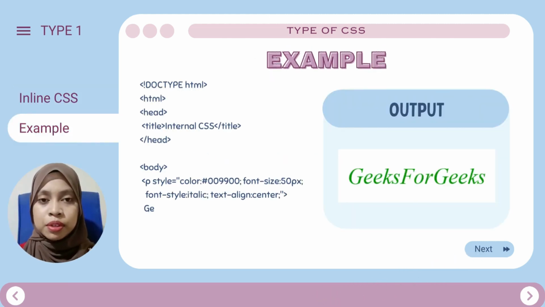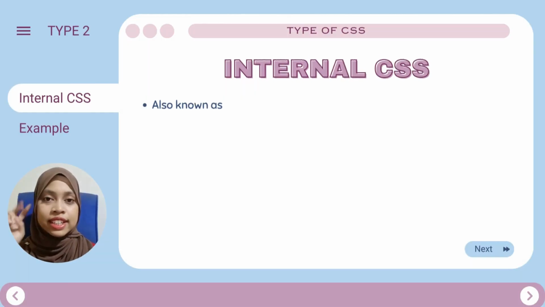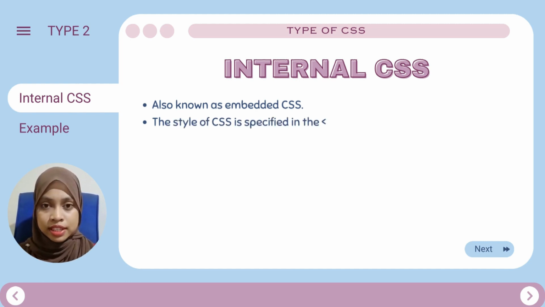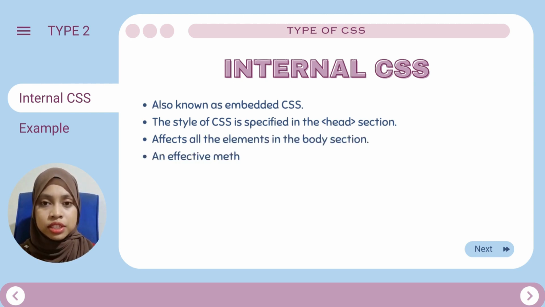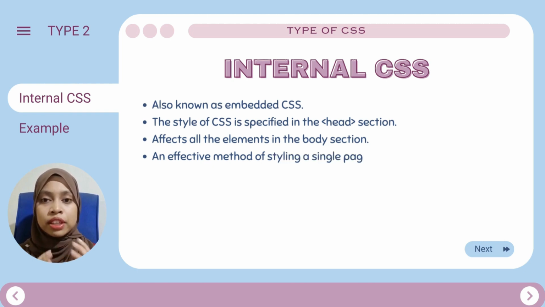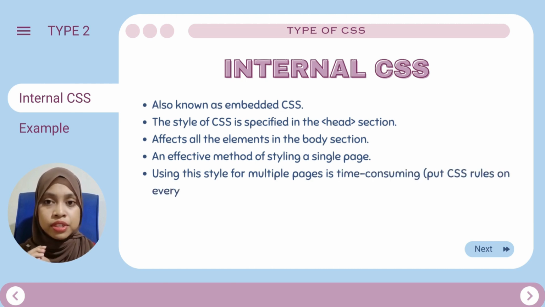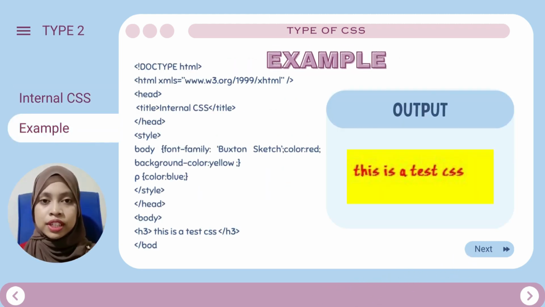This is an example of inline CSS. The second one is internal CSS. Internal CSS is also known as embedded CSS. The style of CSS in internal is specified in the head section. It affects all the elements in the body section. This CSS style is an effective method of styling a single page. However, using this style for multiple pages is time-consuming as you need to put CSS rules on every page of your website. This is an example of internal CSS.